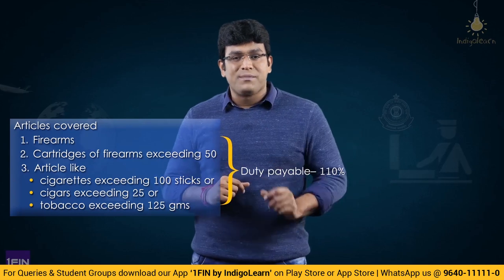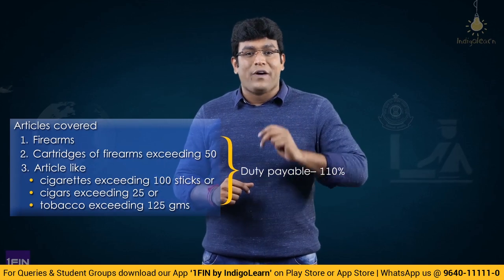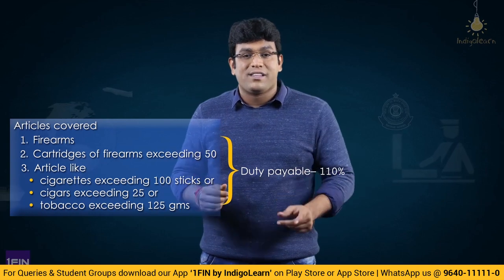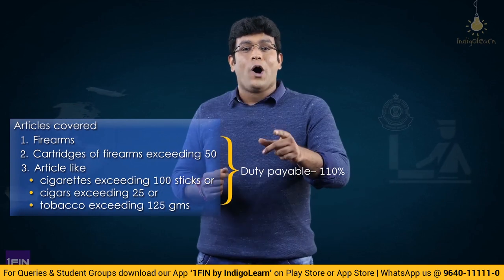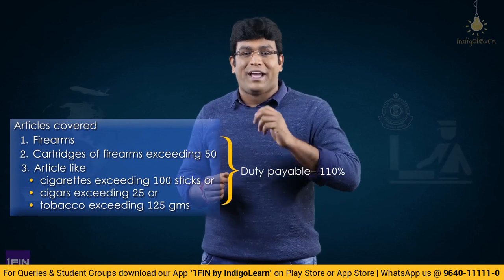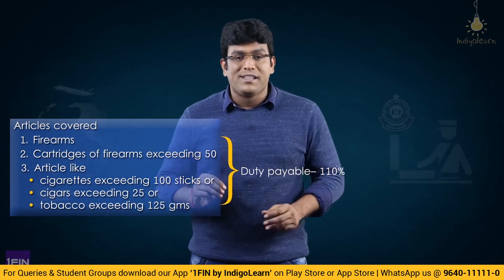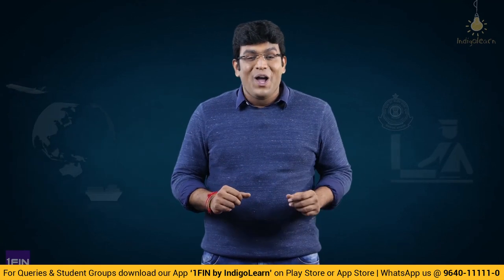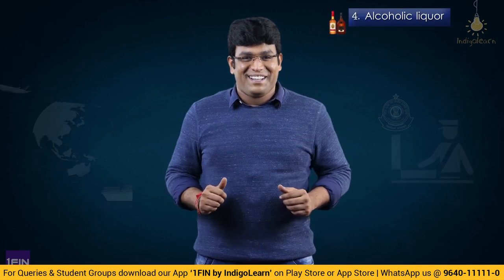Number 1, firearms. Number 2, cartridges of firearms exceeding 50. Number 3, cigarettes exceeding 100 sticks, or cigars exceeding 25, or tobacco exceeding 125 grams. And for these 3 points, the rate of duty is 110%. Now, the fourth point, my dear friends: alcohol, liquor or wine in excess of 2 liters.